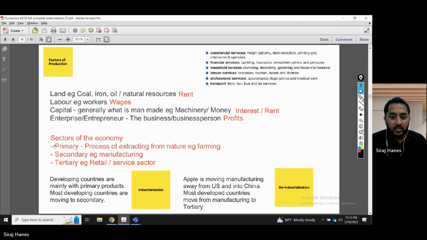Normally a developing country, something like Sri Lanka, is going to move from primary to secondary, stopping the agriculture and moving more to manufacturing. This is called industrialization. But the developed countries like the USA, the UK, and whatnot, have moved away from the secondary and gone into tertiary. Now they're in retail and whatnot. It's called deindustrialization. These are some examples of some services we've given here.